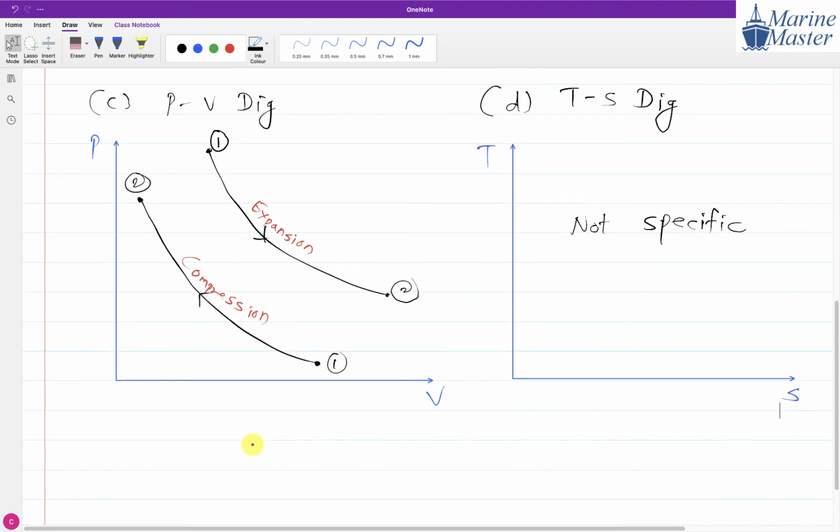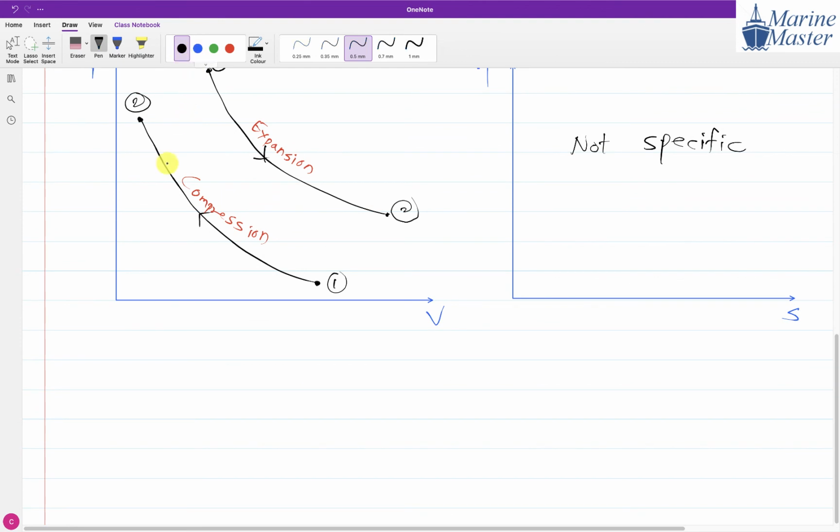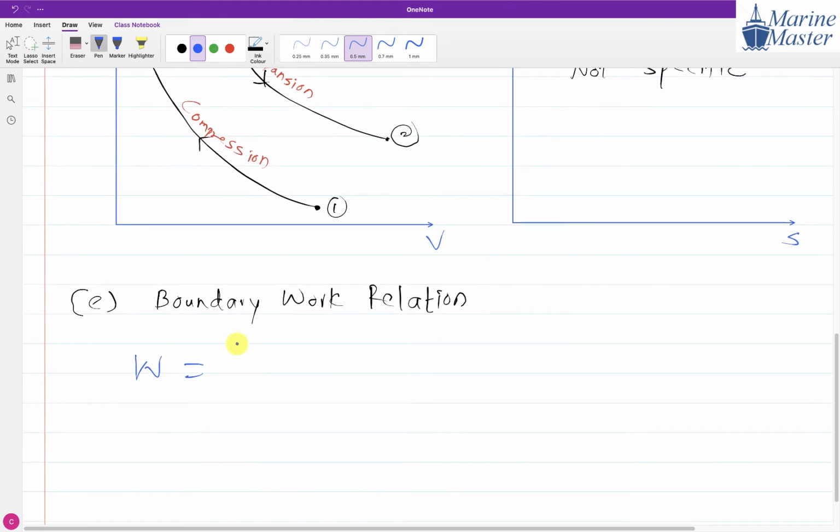So PV diagram and TS diagram. Then the E point will be boundary work relation. Try to see how the boundary work relation will be. W is the same as the isentropic, but there is a difference. In isentropic, the work done is P1 V1 minus P2 V2 divided by gamma minus 1. Instead of gamma, here we will have n minus 1.